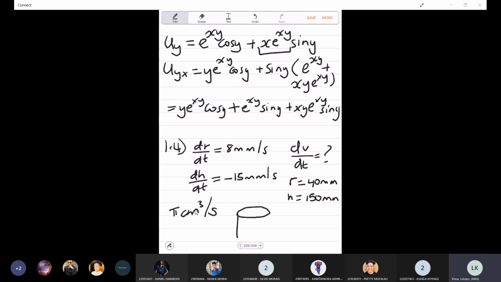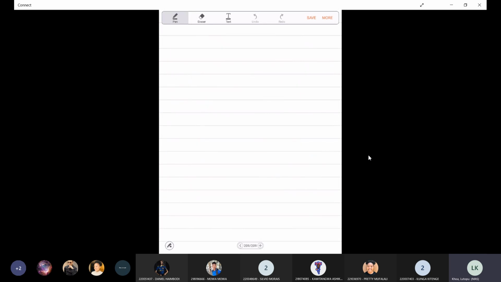But here, there isn't much to sketch. You just have your right cylinder. This is your radius, and that is your height. But again, with this question, the sketch is not really needed. So we just use the total differential equation. We know that the volume of a cylinder is given by pi r squared times the height.